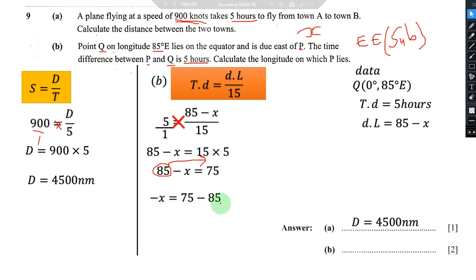75 minus 85. Here, we're going to subtract 75 from 85 because the signs are different. Then we'll get the sign for 85 because that's the bigger number, according to integers. So we have negative 10. Then divide by negative 1 on both sides because we want a positive value for X. So the final answer will be X equals 10 degrees. This X is the longitude for P. So the final answer is: longitude of P is equal to 10 degrees east.